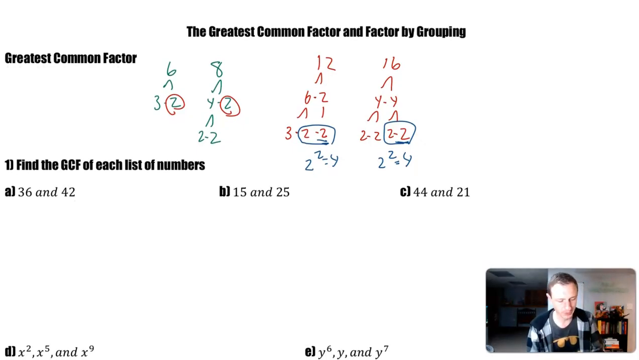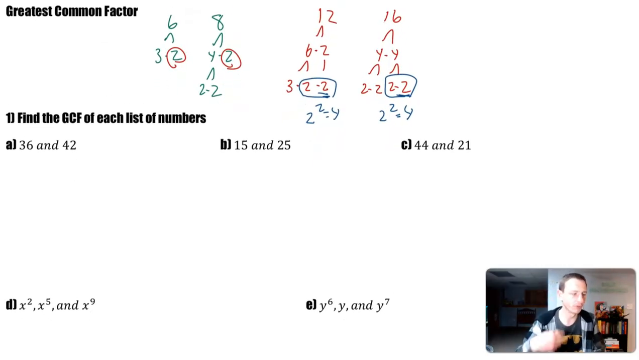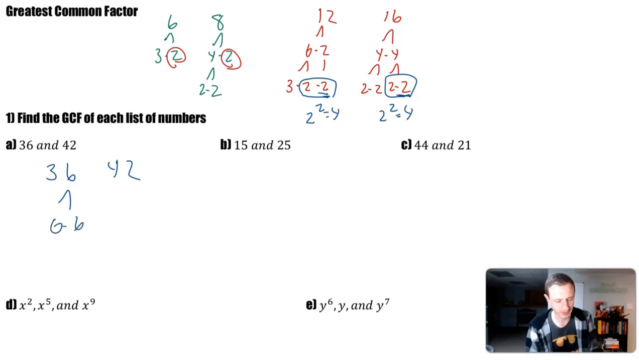Now 36 and 42, and we could do this with prime factorization. Once you do a lot of these problems, you really start to see that 36 and 42 are going to be this or that, and you don't even have to break it down into prime factorization, but starting off, it might help. So 36 is 6 times 6, and 6 is 3 times 2. 42 is 7 times 6, and 7 is prime, and 6 is 3 times 2.